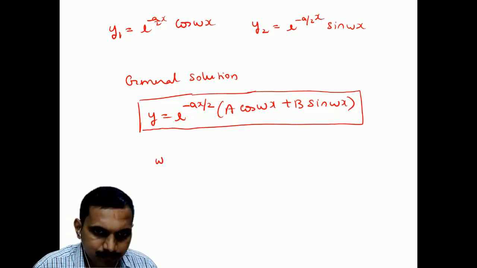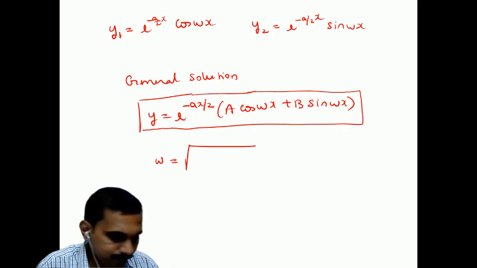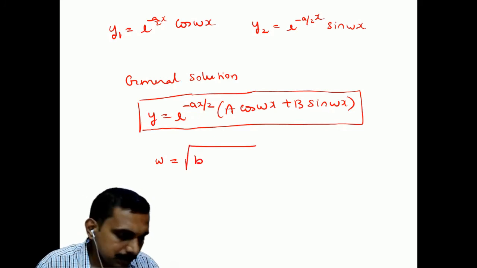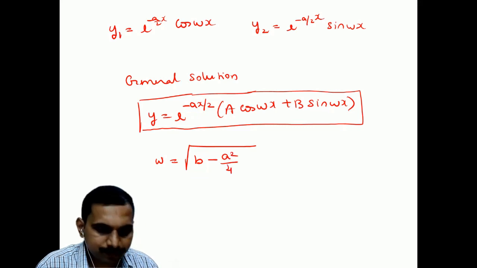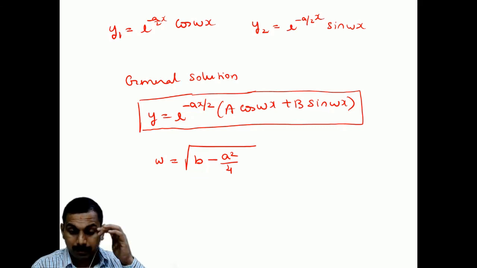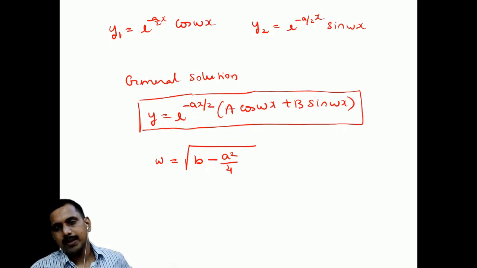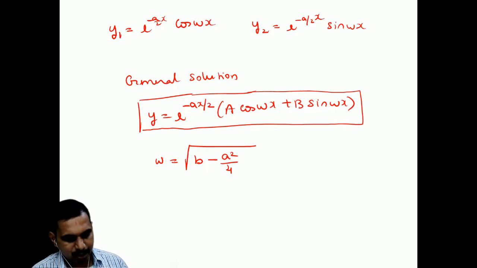What is omega? Omega is given by square root of b minus a square by 4, correct? That is what the thing is. So b minus a square by 4 under the root is the omega, that is the frequency. Right. Now next we will see what the application of that is, then we will stop.